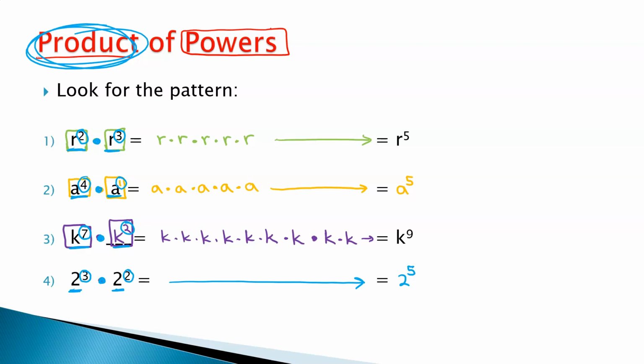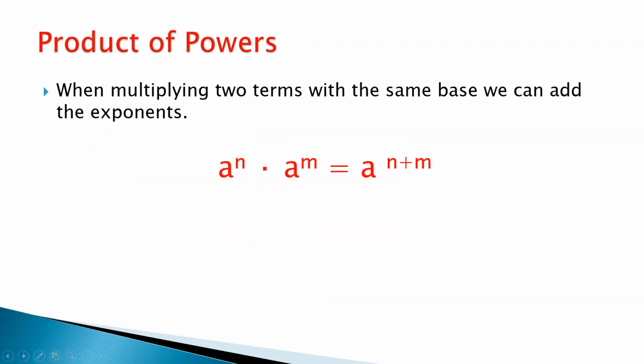What do we do? If you're ever multiplying and you have the same base, so here it is, product of powers. When multiplying two terms with the same base, it has to have that same base at the bottom, and we do have to multiply. All you're going to do is just add those exponents. So here you see that we're adding the n and the m. Obviously, those would be some kind of numbers, right?